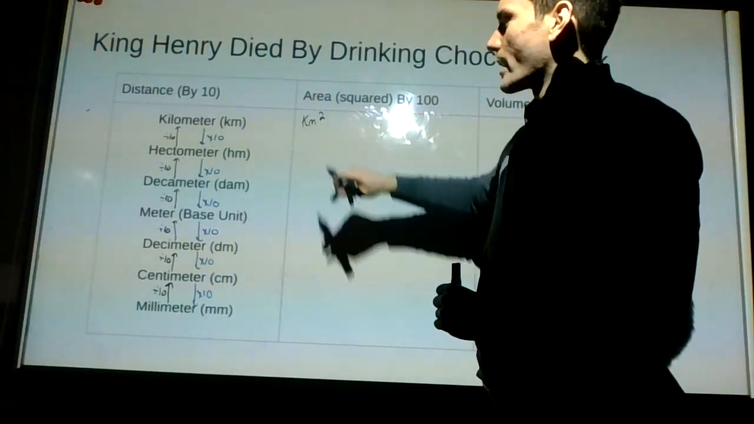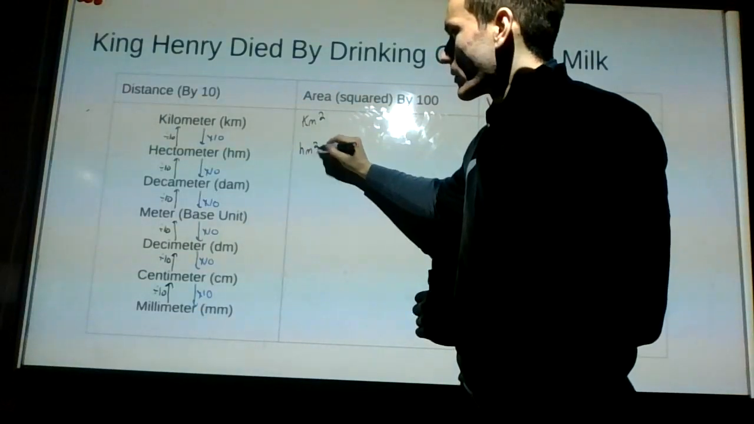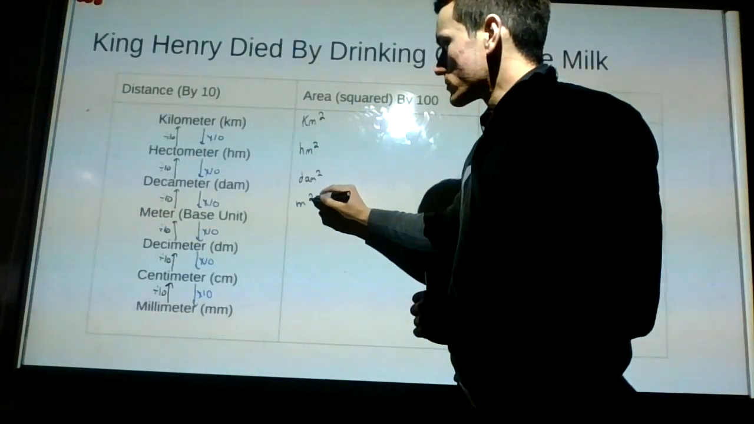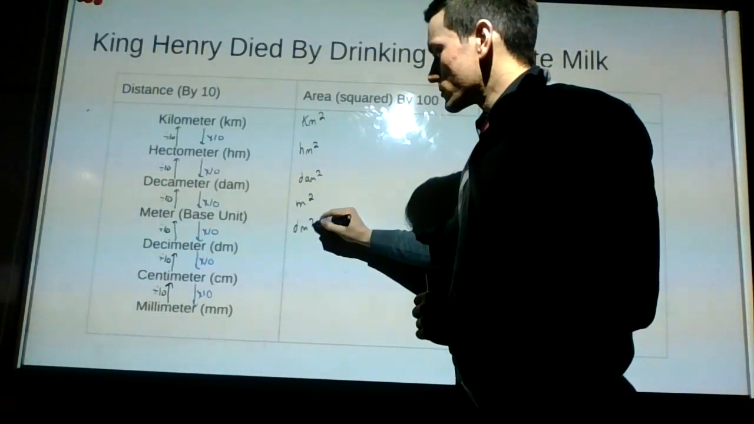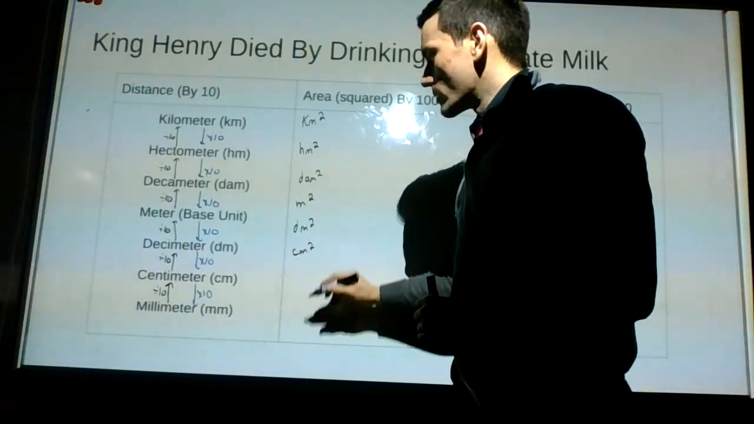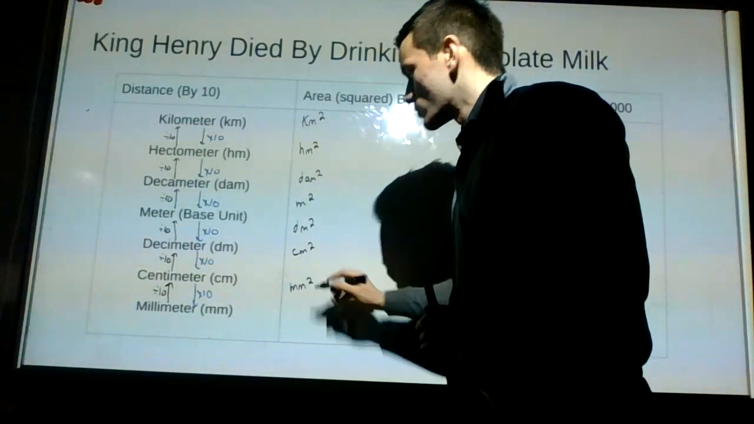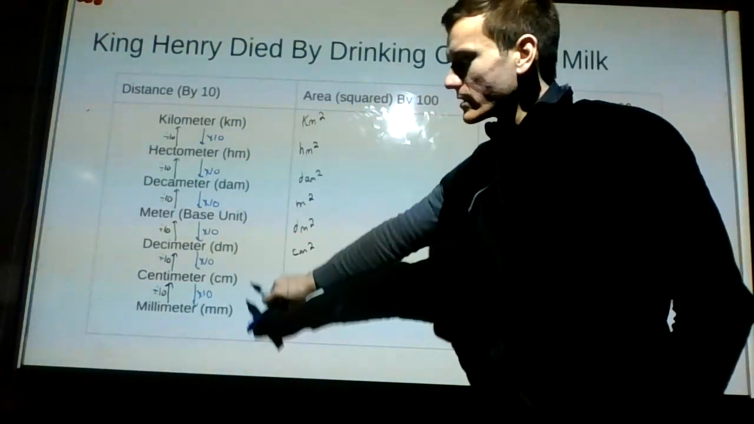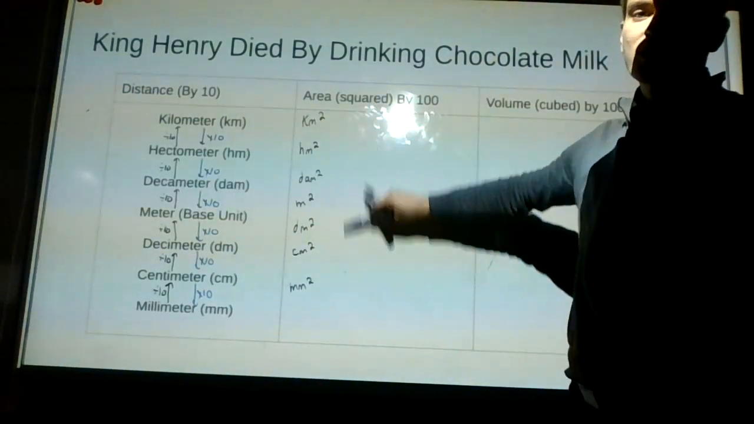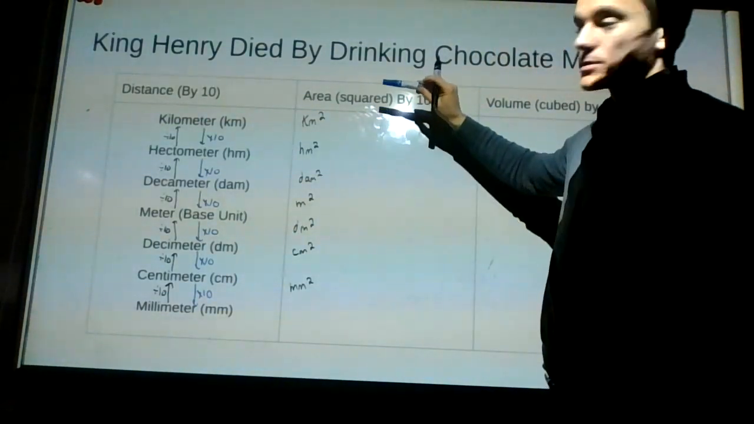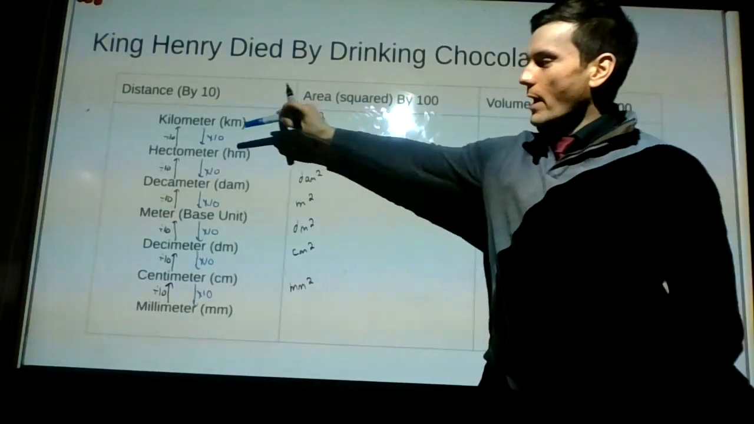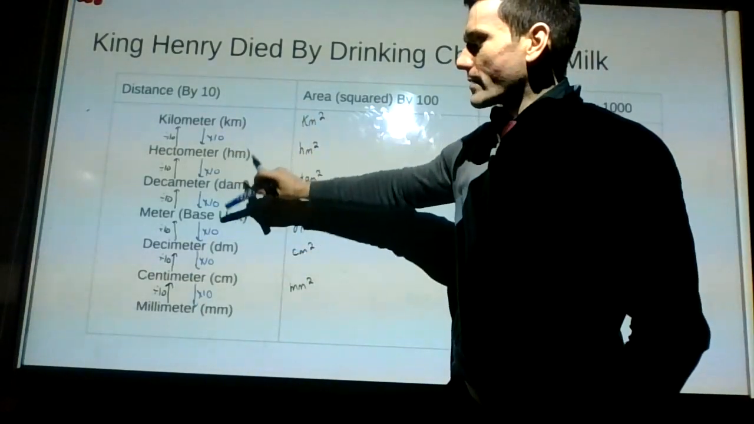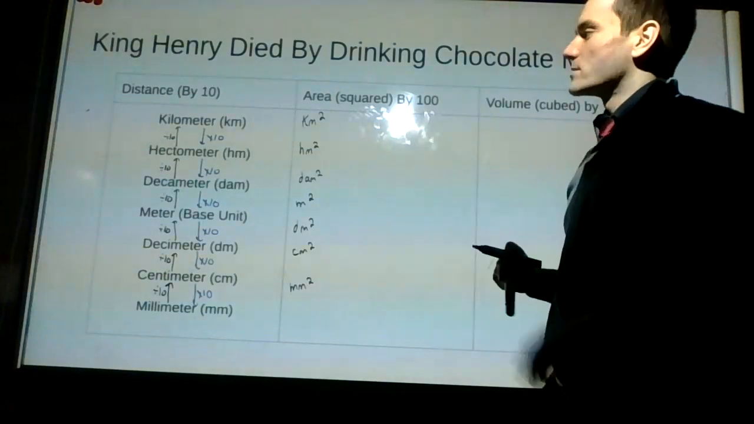So this is kilometers squared, then we have hectometers squared, decameters squared, meters squared, decimeters squared, centimeters squared, and millimeters squared. But in this case, we're talking about areas. Here we were talking about lengths, distances. Now we're converting between areas. So since area is squared, we also have to square the number that we convert with. So instead of converting by multiplying by 10, we convert by 10 squared, which is 100.